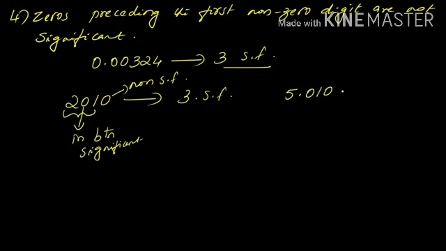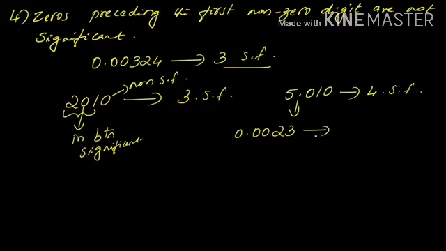Next example, 5.010. Here, all the zeros are coming after a non-zero digit. So the total number of significant figures here is 4. All the zeros are coming after the decimal point and after a non-zero digit.